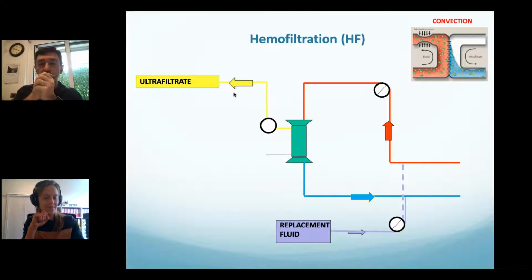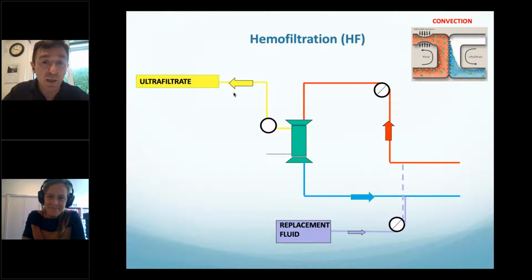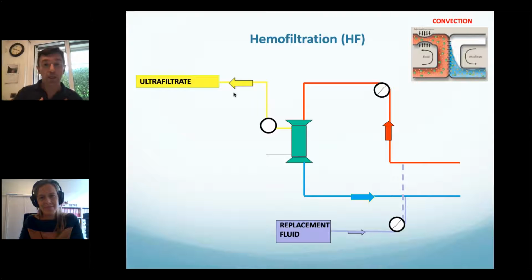Pre-dilution and post-dilution are not the same thing. If you use pre-dilution, the blood entering the filter will be diluted. This is good for the filter because the clotting probability is reduced, but this will reduce the efficiency of the treatment, because the plasma water entering the filter will be diluted, and the ultrafiltrate will contain a lower concentration of toxins. So we will need many more liters of replacement fluids to obtain the same effect.